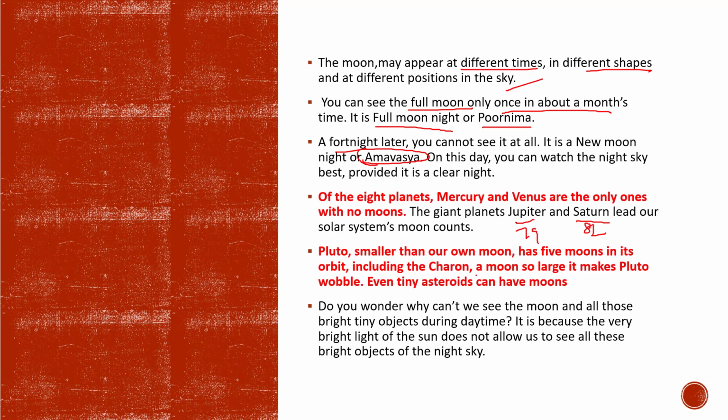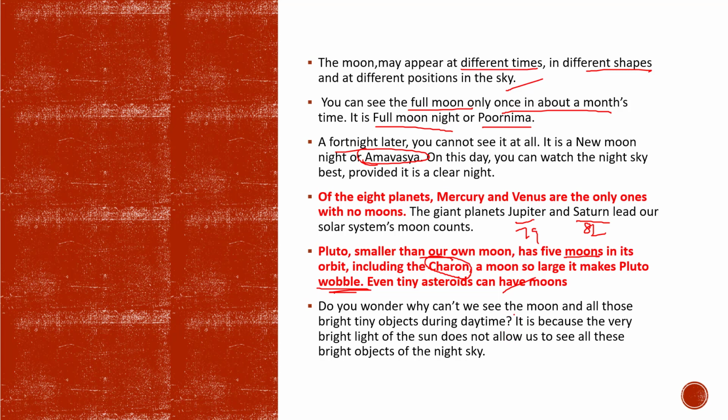And then Pluto, which is smaller than our own moon, has 5 moons in its orbit, including Charon, which is a moon so large it makes Pluto wobble. One of the moons of Pluto is so large that it makes it stagger from side to side, so it makes it wobble. And even tiny asteroids can have moons. It's all about the gravitational effect, which one has more gravity.